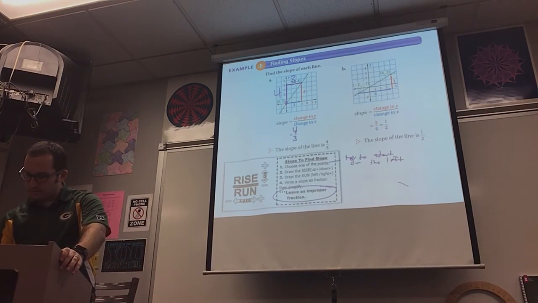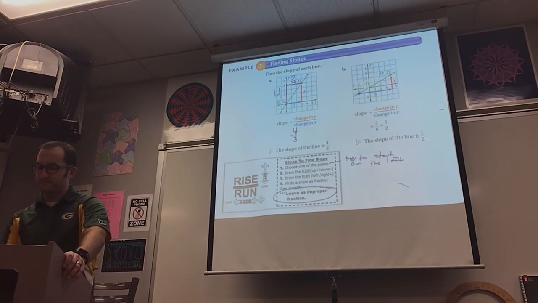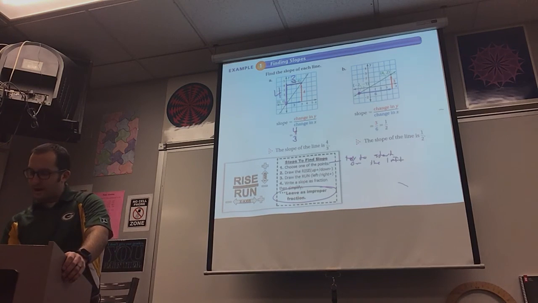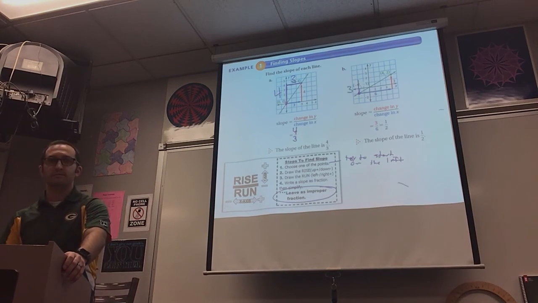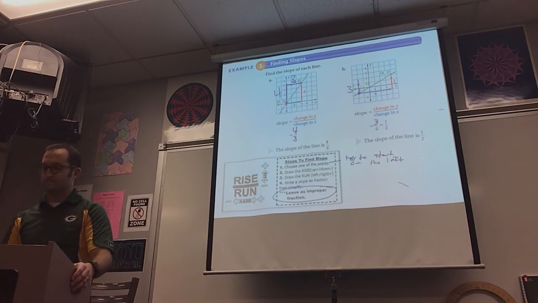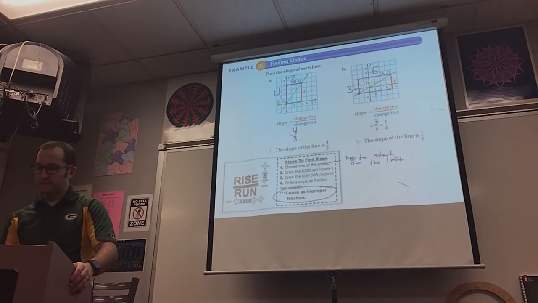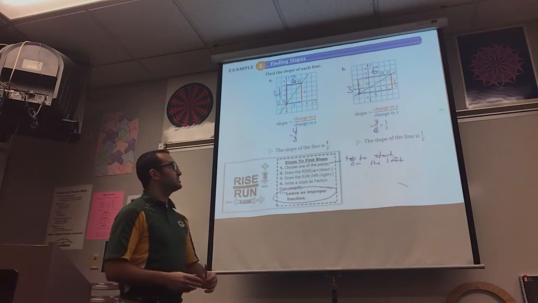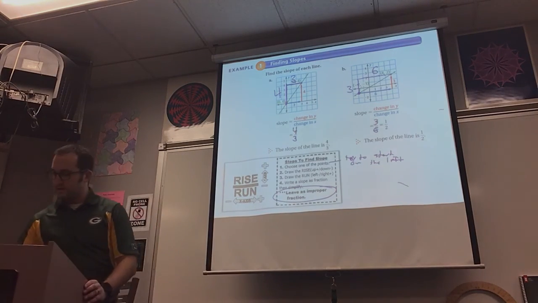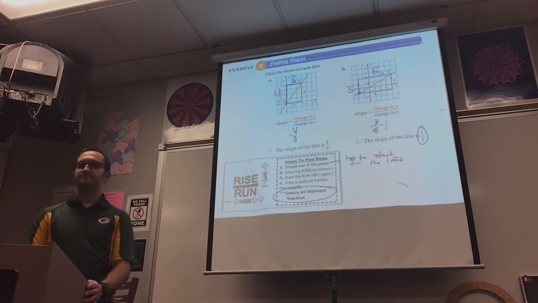So I start here. Try to start on the left, right? And then I rise up to the next point. How high do I have to rise? 1, 2. Oh, there it is. 3. So my rise is 3. And then I run 1, 2, 3, 4, 5, 6. So my run is 6. 3 over 6 is not simplified, so my slope is 1/2.